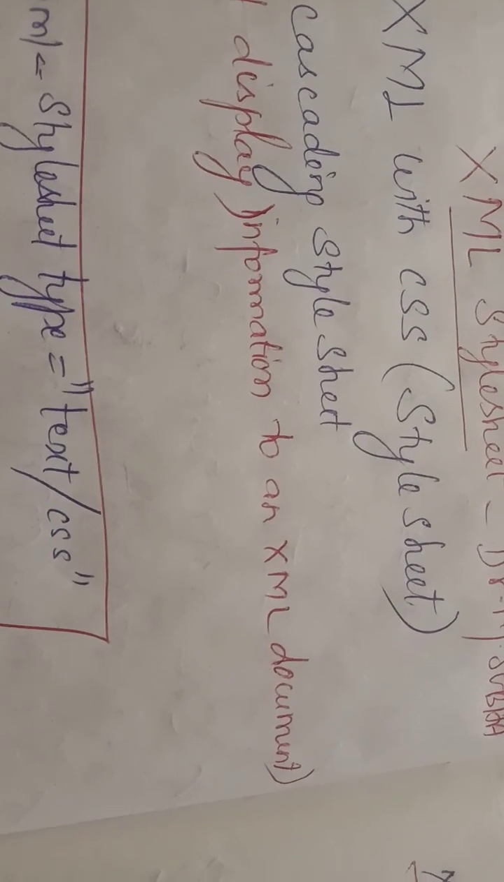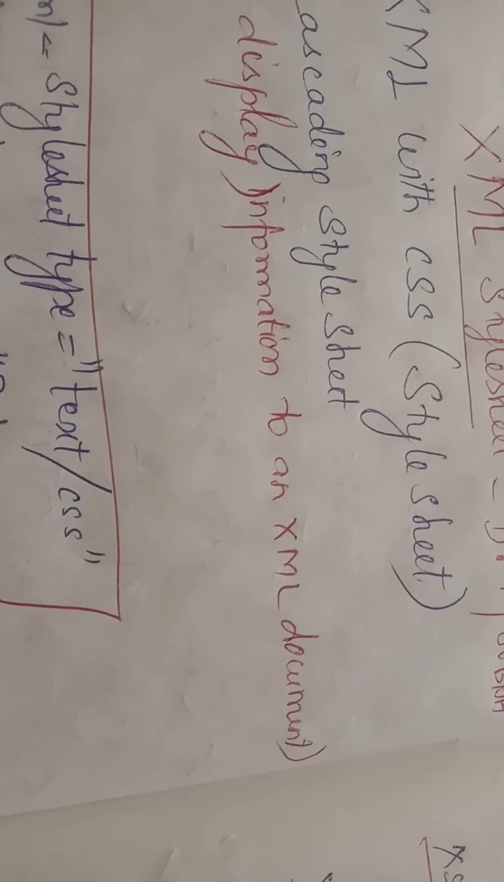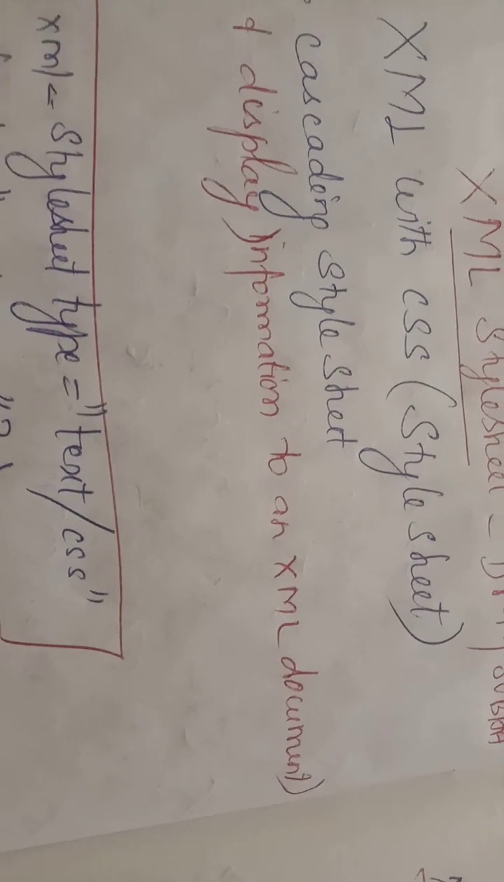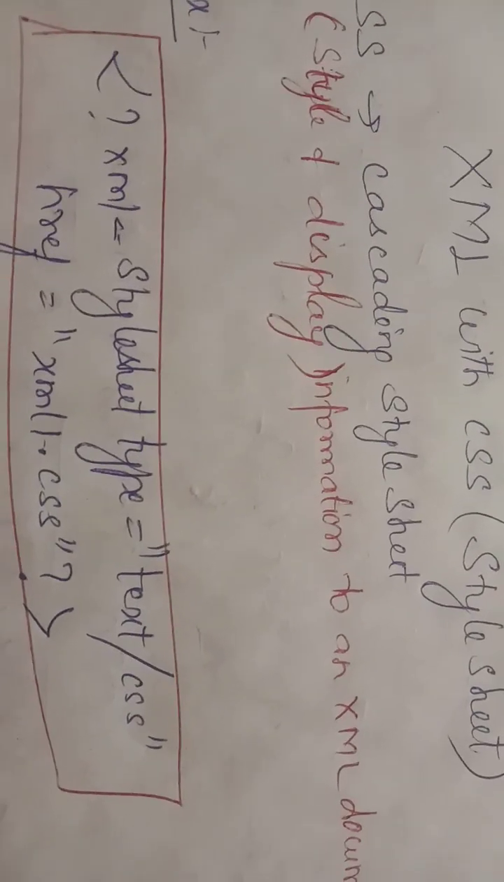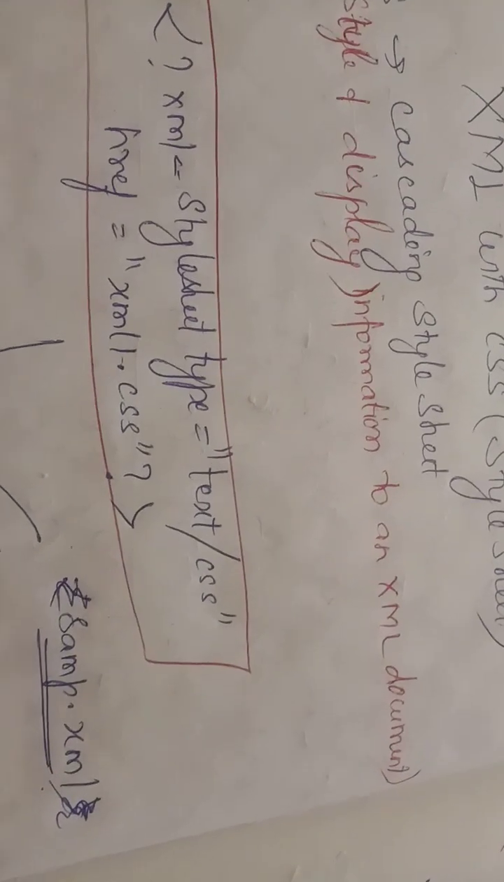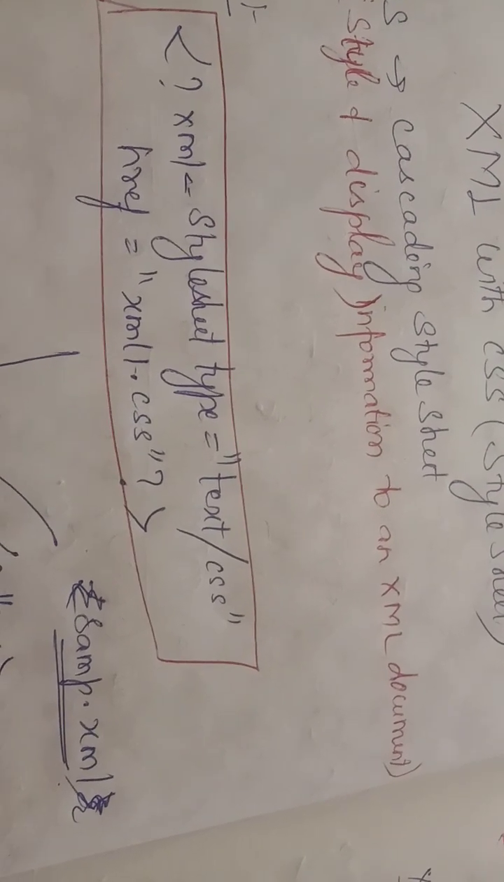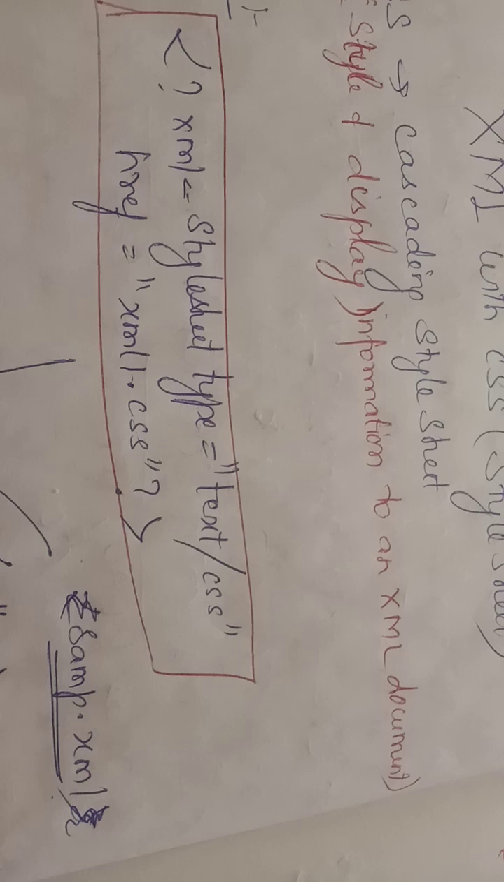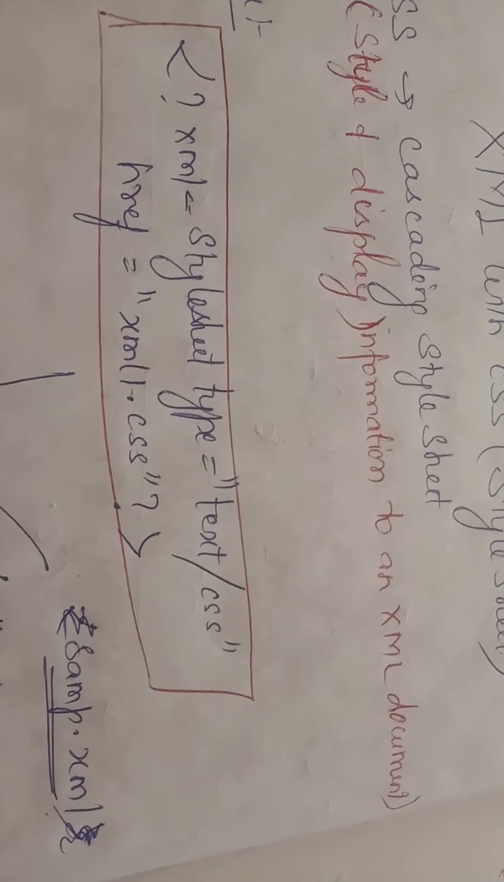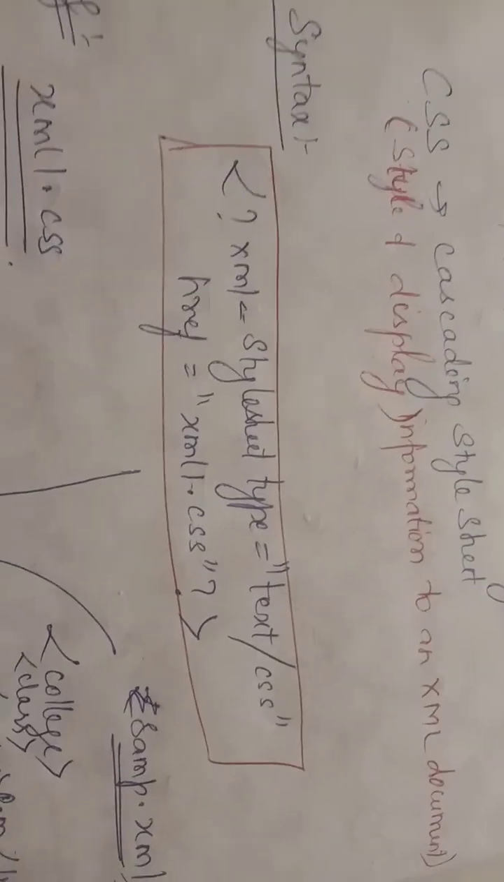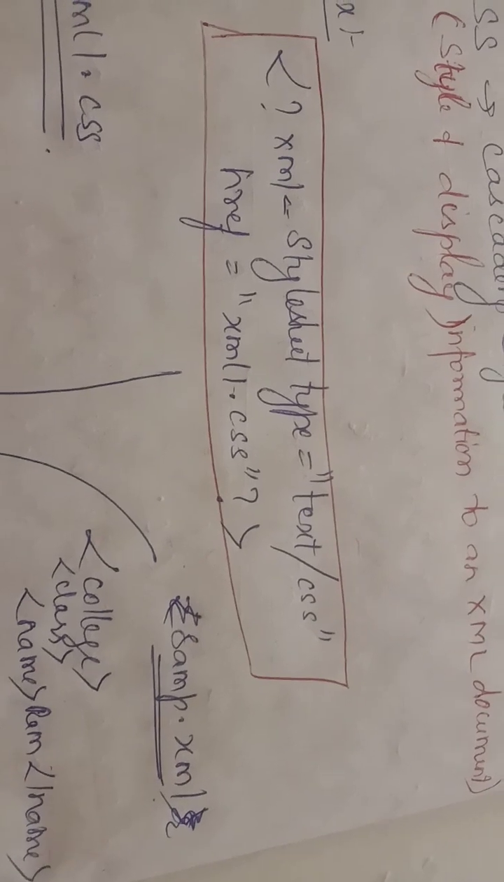So, first of all, the style sheet CSS is nothing but which is used to style and display the information to an XML document. So in HTML, if you want to give any style or display the information in any different style in colors, then you can go for cascading style sheet. There is a syntax for CSS.